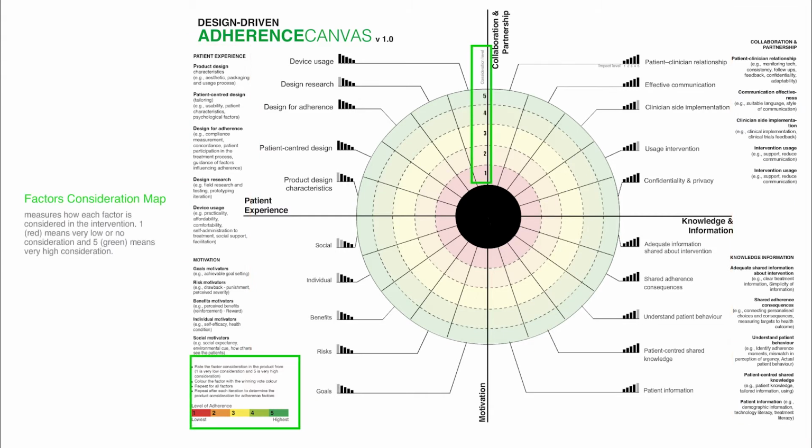The Factors Consideration Map measures how each factor is considered in the intervention. 1, red, means very low or no consideration, and 5, green, means very high consideration.